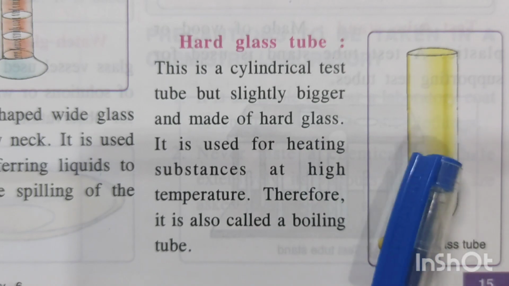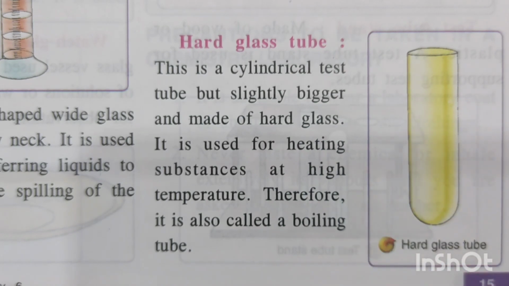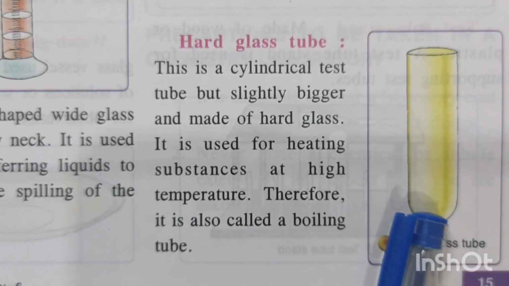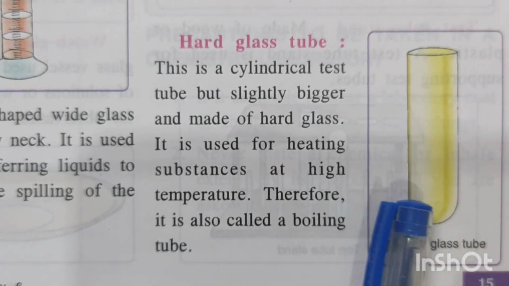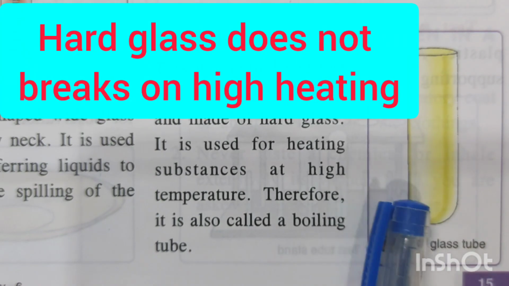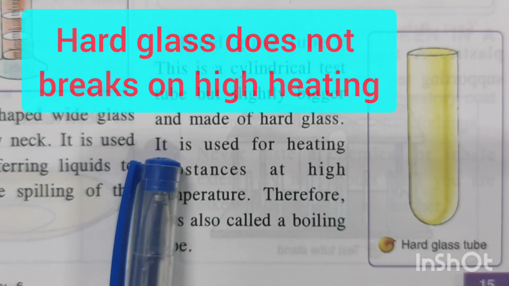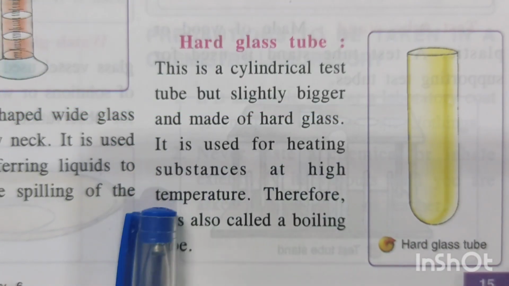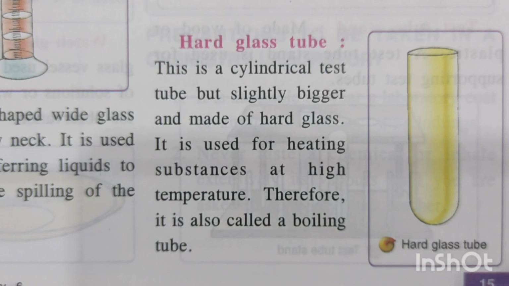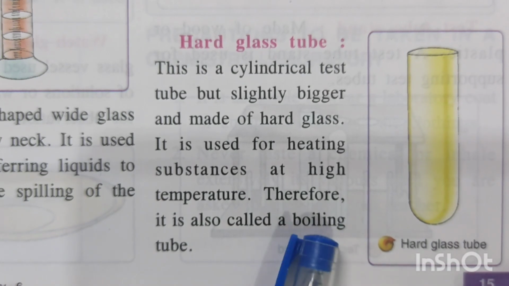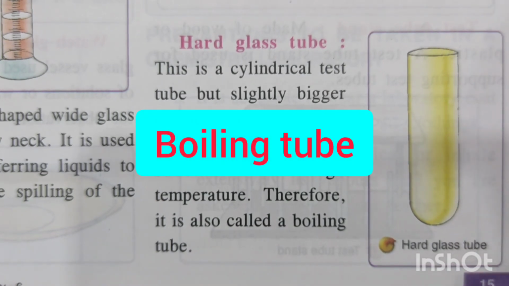Now why they are made up of hard glass, children? So that when we are doing certain experiments and when we are heating it, they do not crack or they do not break easily. So that is why they are made up of hard glass. See the use, it is used for heating substances at high temperature. Therefore, they are also known as, underline this word, children, boiling tubes.